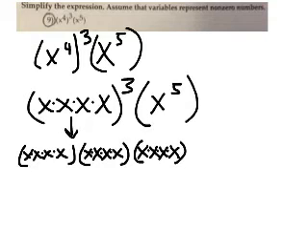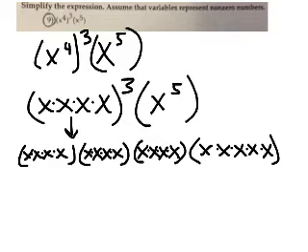Okay, so now we have x to the 4th 3 times, and that is times x to the 5th, which would be 5 of them: 1, 2, 3, 4, 5. This is the easiest way to do it, and after you do enough of these, you'll start remembering what the rule is. Okay, so let's count them up. We have 1, 2, 3, 4, 5, 6, 7, 8, 9, 10, 11, 12, 13, 14, 15, 16, 17. x to the 17th power.